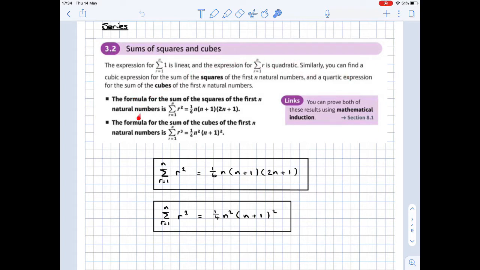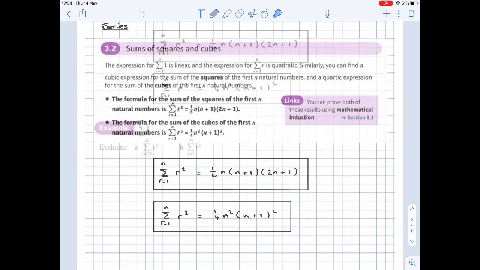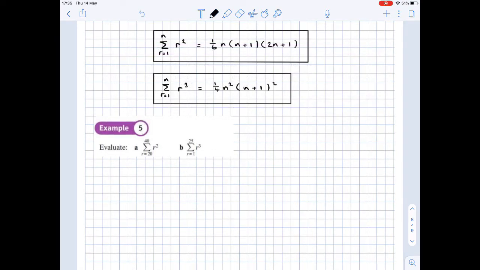Here we can see some formulae written out in more detail underneath. We will come back to these to prove them when we do mathematical induction. Example 5, and I've left the two formulae just above so we can refer to them. In part A, we want to evaluate the sum of the series r squared from the 20th term to the 40th term.